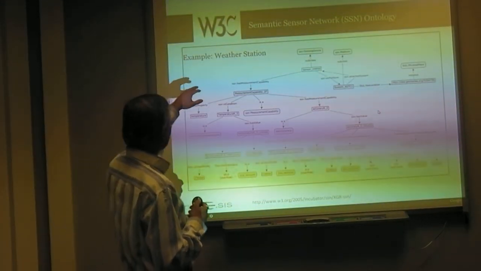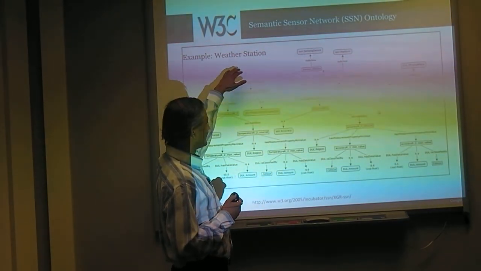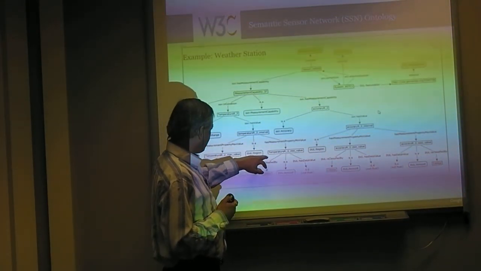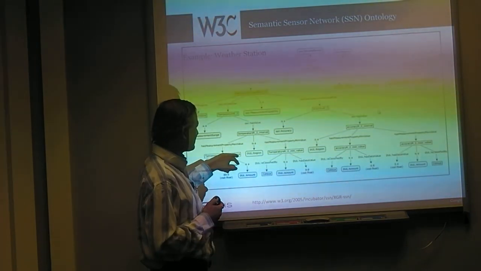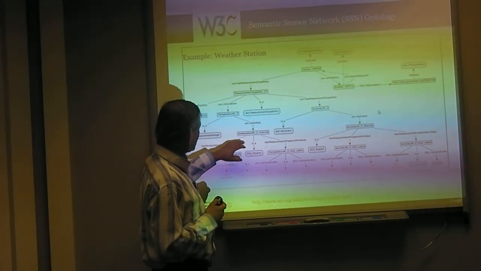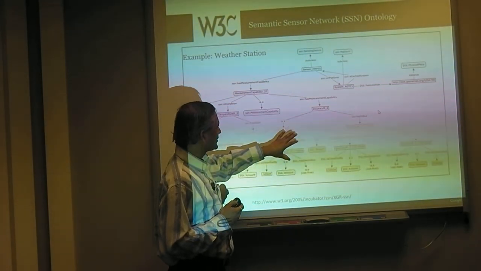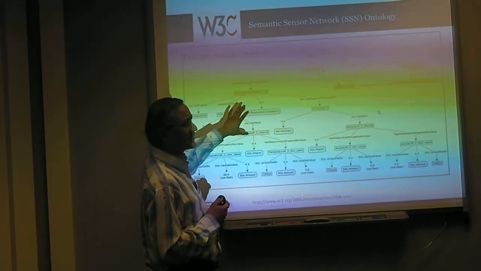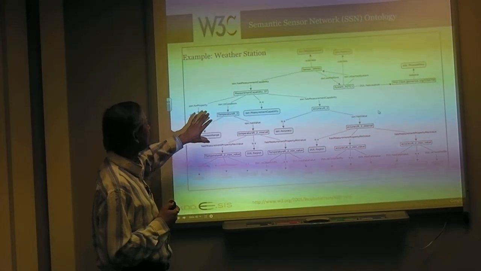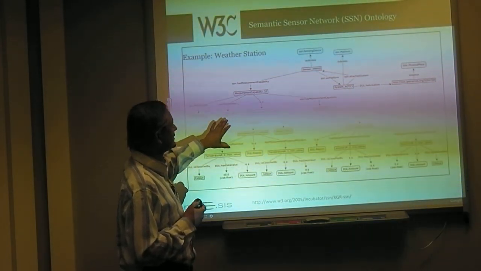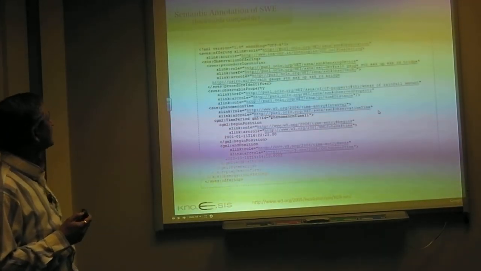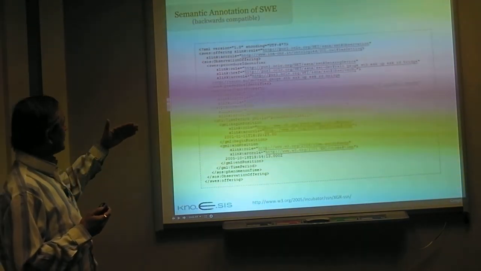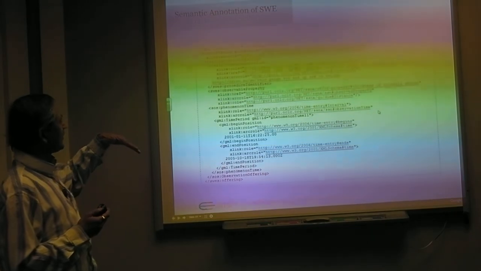So this is an example of a weather station. Temperature minimum value, temperature maximum value. There are many things. You just get a sense if you look at this; find some time and look at it carefully in the slides. There are so many things that you have to model, in this case, weather.